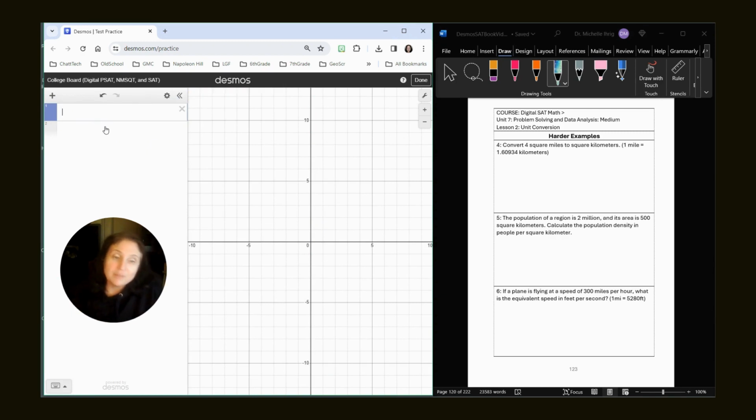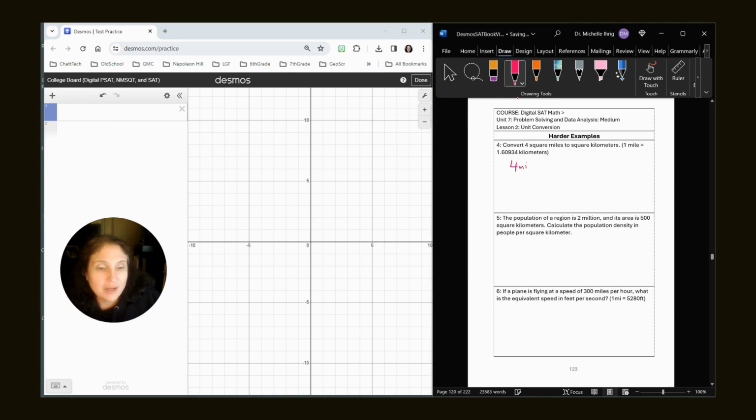All right, we're looking at number 4. Convert 4 square miles to square kilometers if 1 mile equals 1.609... So this is just a simple proportion. We don't have to do a lot of funny stuff. We've got 4 miles over x equals 1 mile over 1.60934. Okay, we're not converting like meters per second to miles per hour. This is just a straight old school proportion.